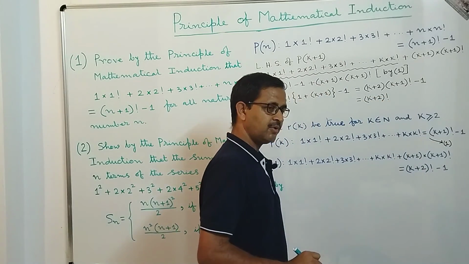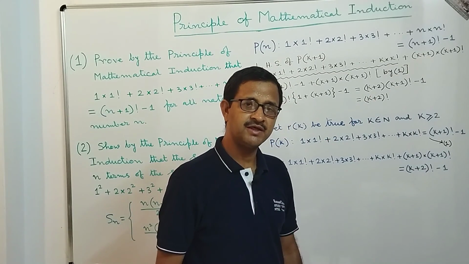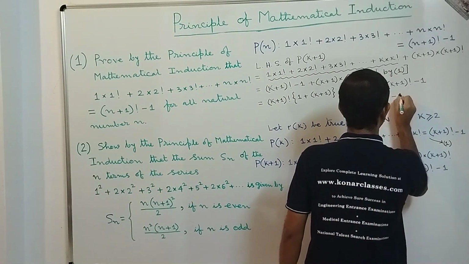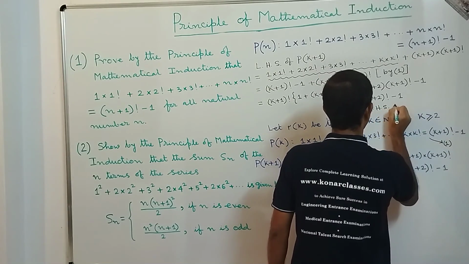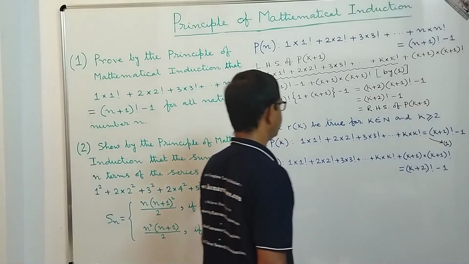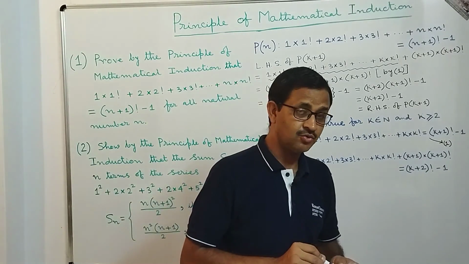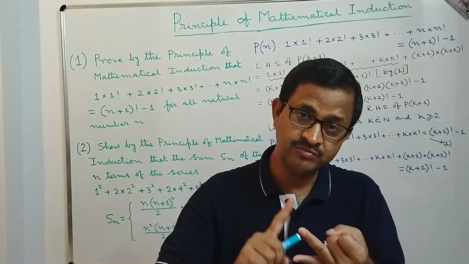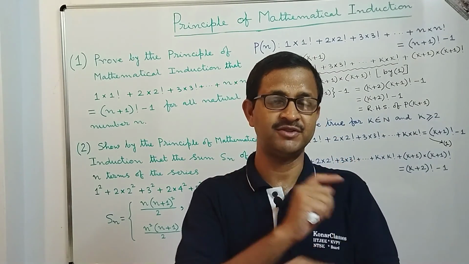If you remember the property of factorial, n into (n-1) factorial is equal to n factorial. So we get (k+2) factorial minus 1, that is equal to the right hand side of P(k+1). Okay, dear students, so we are able to prove that P(k+1) is true. Whatever we have done, first we proved P(1) is true. After that we assumed that P(k) is true, and based on that assumption we are able to prove that P(k+1) is true.